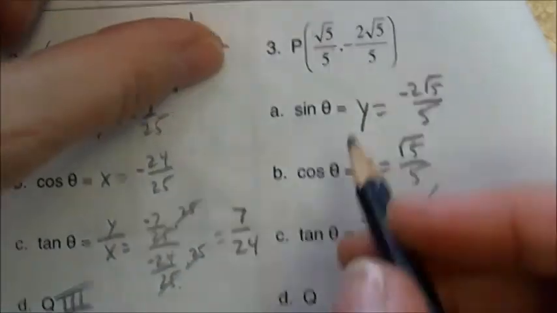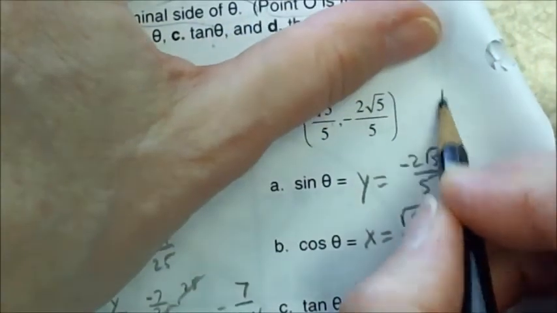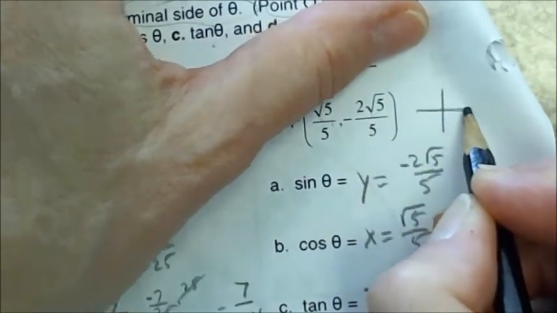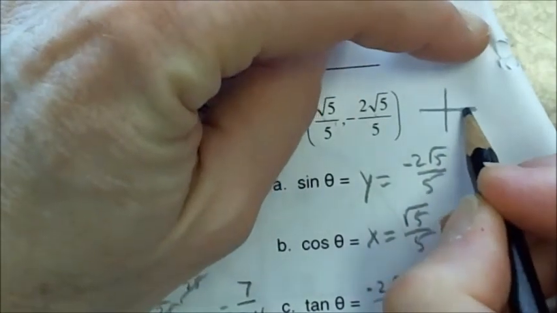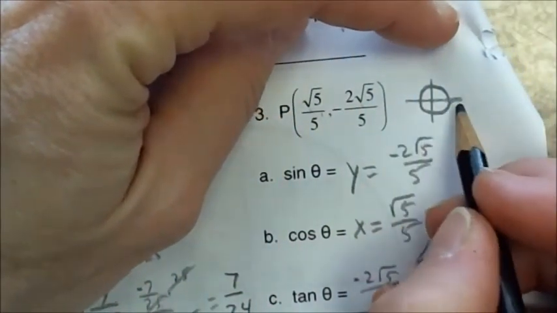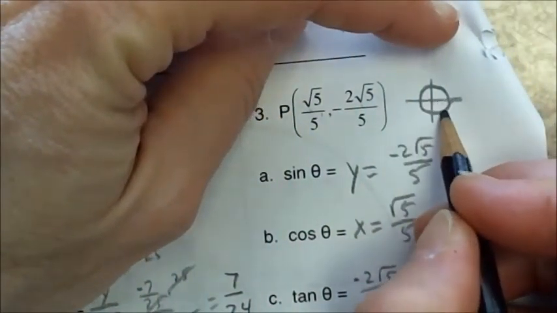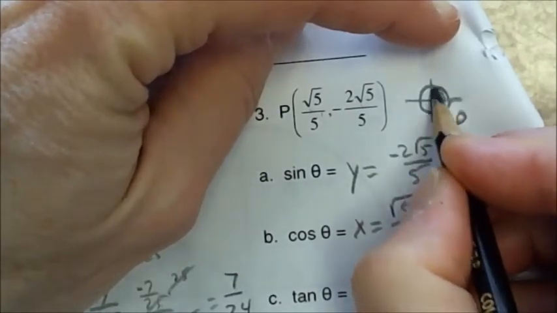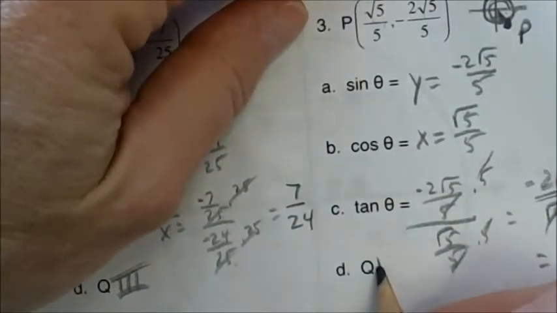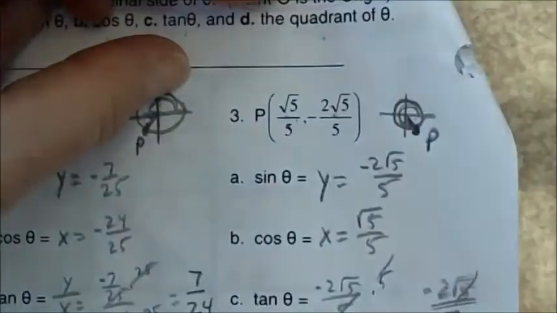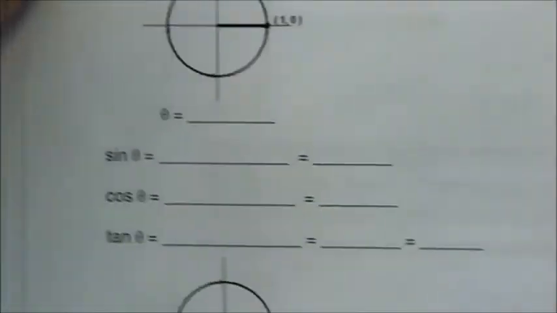And what quadrant did this land in? If you have a positive x value and a negative y value, let's draw the unit circle. If you go over positive and down, you're going to get down here. Here's point P, and point P ends up in quadrant 4, just because it's positive x and negative y.